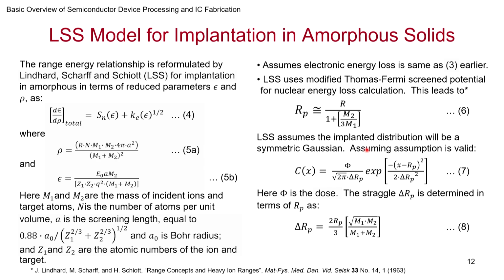So, LSS assumes that the implanted distribution will be a symmetric Gaussian because it assumes it is a random process, and usually you will find that they tend towards a Gaussian distribution. Of course, once you realize that it is not totally random and there are parameters, that brings in the skew and the kurtosis and other things, right. So, this is the distribution that it assumes, and based on that, you can actually find out what the RP will be, which is given in equation 6, and delta RP is given by this term. Okay, this is from first principles. If you analyze, this is what you get.